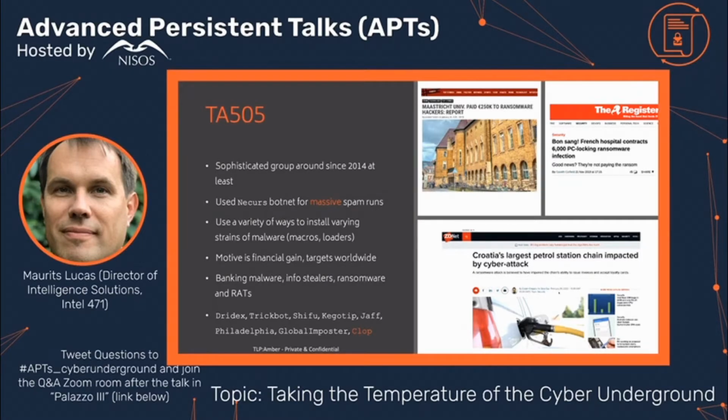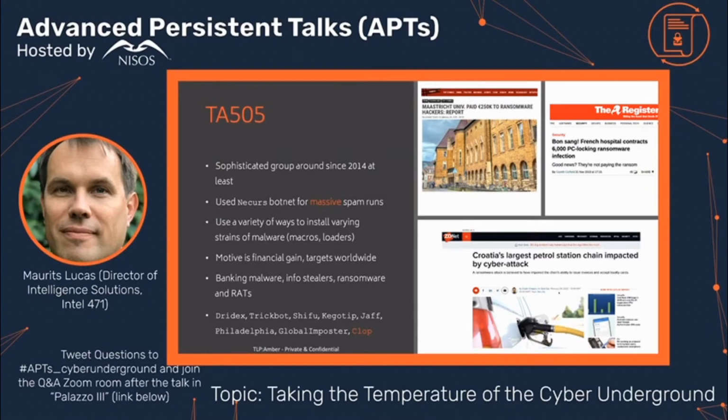And over on the right, we've got some articles from the press about incidents that TA505 was possibly involved in. So we've had the University of Maastricht in the Netherlands hit with a ransomware attack, Clop. They actually paid somewhere around 250,000 euros to get access to their infrastructure back, to basically get the university up and running again. And that's a good indicator that people are making serious money doing this.